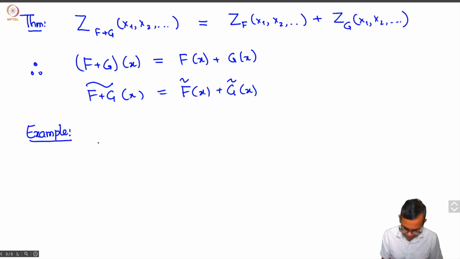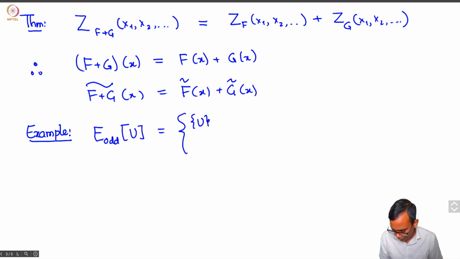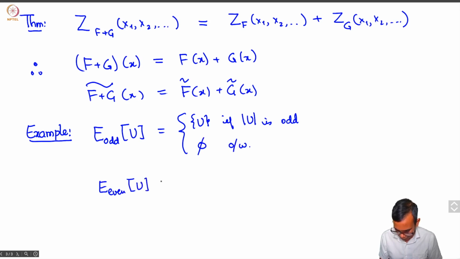So let's define the species of odd cardinality sets, E odd of U. We'll define it to be singleton U if the cardinality of U is odd, and we'll define it to be empty otherwise. And similarly, let's define E even of U to be singleton U if the cardinality of U is even and empty otherwise.